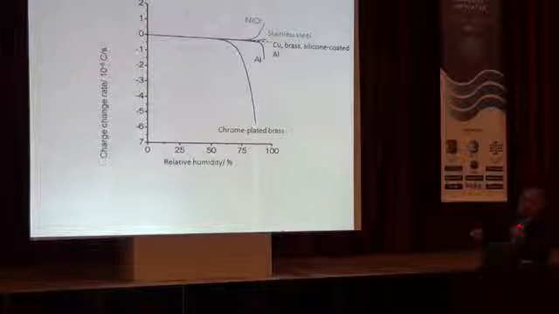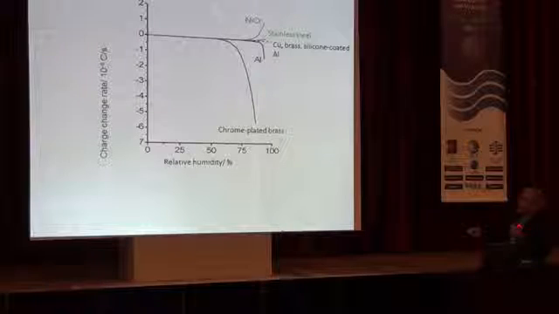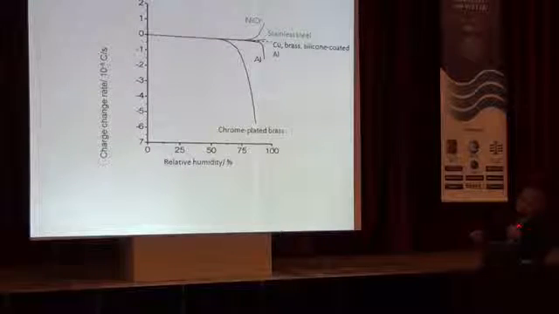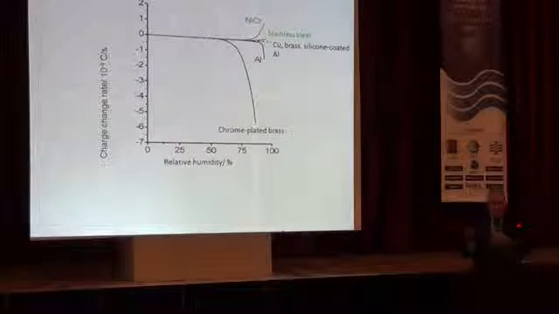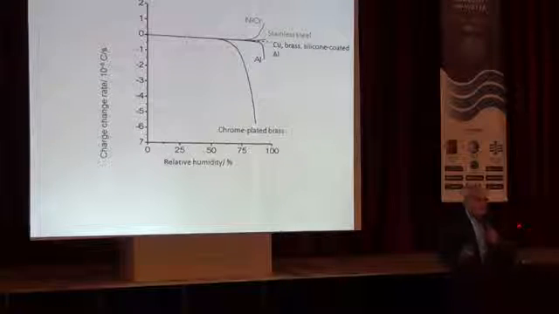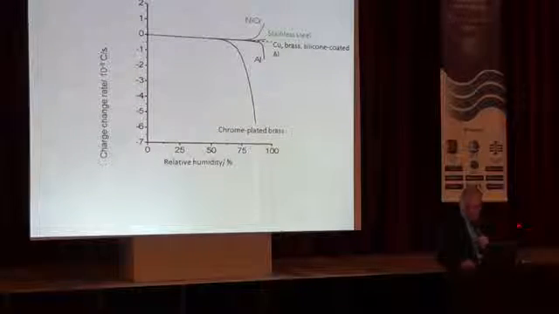As you increase humidity, chrome-plated brass becomes strongly negative, and so does aluminum. Silicon-coated aluminum does not, it remains close to zero, verifying the hypothesis that this is a surface phenomenon, and that's a nichrome alloy, stainless steel. So we have these different behaviors. So what we learned is that different metals can acquire positive or negative charge when you increase the humidity.